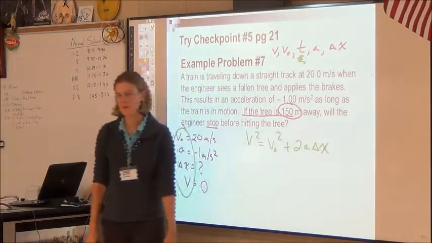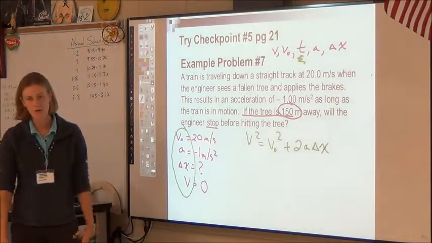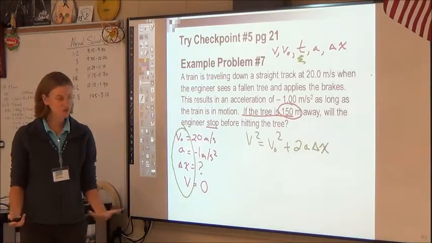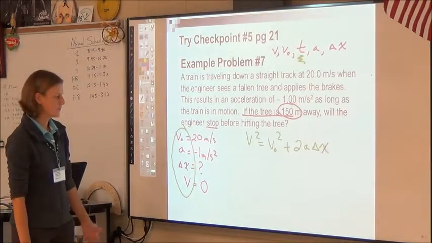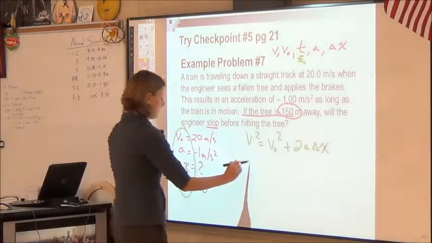And after that, it's pretty much just plug and chug. You'd of course want to make sure your units match, but they do. So we should be good.